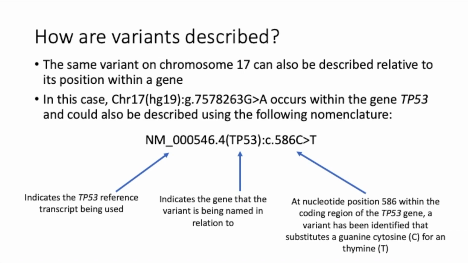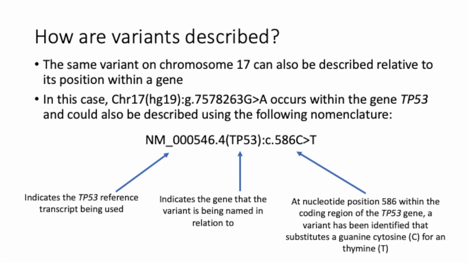NM_000546.4 indicates the TP53 transcript being used as a reference in this case. Please refer to our Introduction to Genome Assemblies and Transcript video for more information about transcripts. Variant naming can vary depending on the transcript being used, so it is important to specify a transcript for any variant. The gene name that this variant is being named in relation to is noted in parentheses. In this case, it is the TP53 gene.